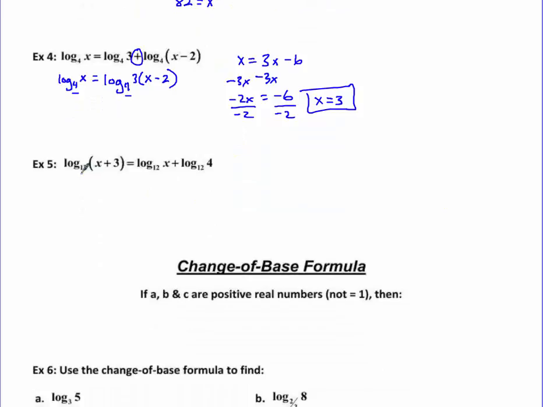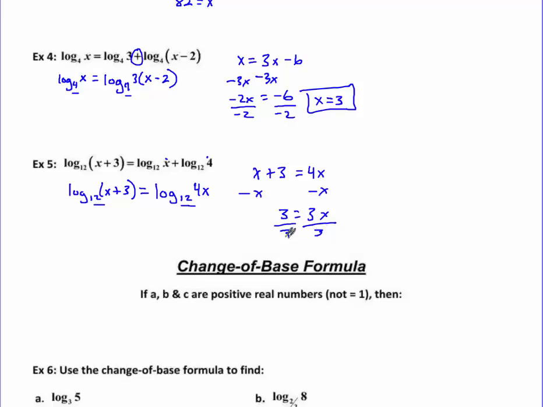Alright, got another one down here. Everything's base 12, so we've got an addition in between, so we're going to combine these two together using multiplication. So we get log base 12 of x plus 3 equals log base 12 of 4x. Just take the x and the 4 and multiply them together. So now we've got two logs, same base, so x plus 3 equals 4x. Subtract x from both sides. 3 equals 3x. Divide by 3. x equals 1.